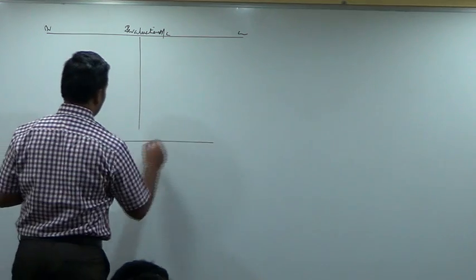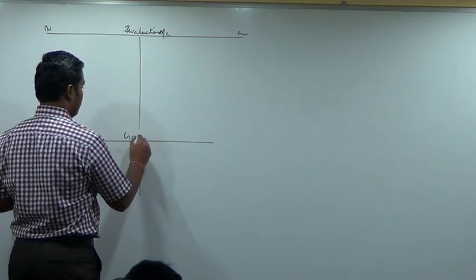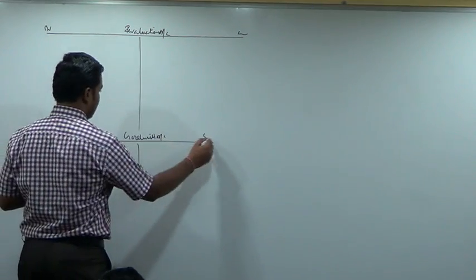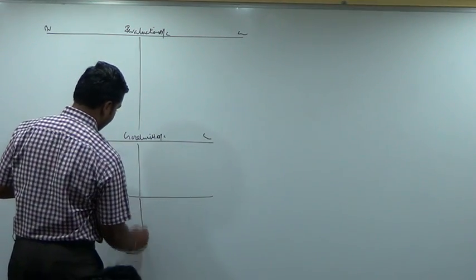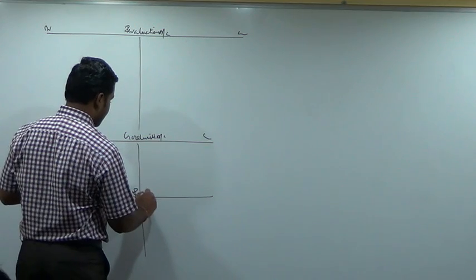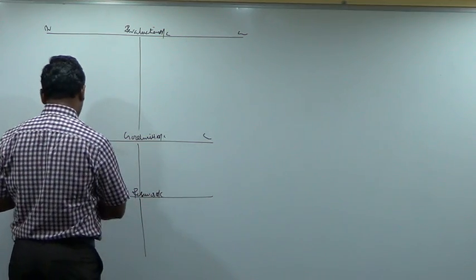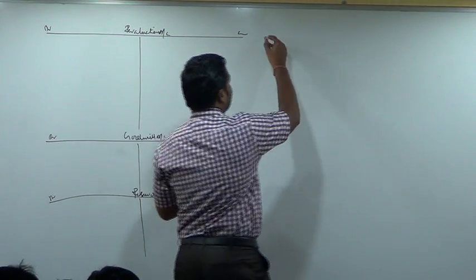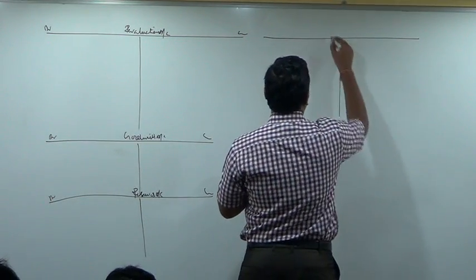You have to open a small goodwill account also. Then we'll open one more account, reserves. If there are any reserves in the balance sheet, those accounts have to be opened. Then we open cash and bank account.